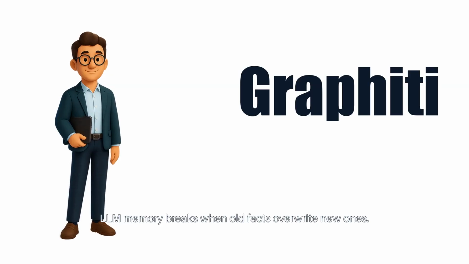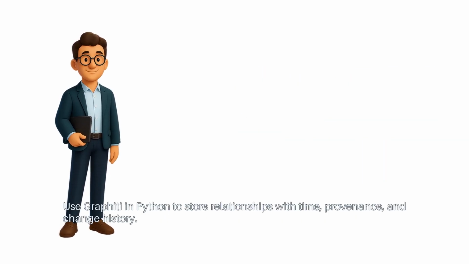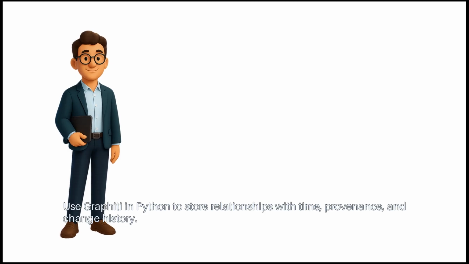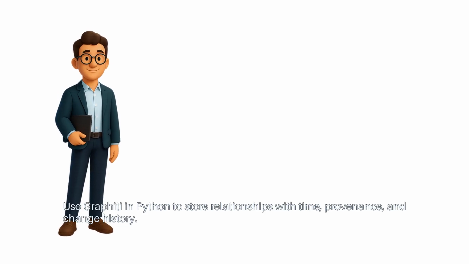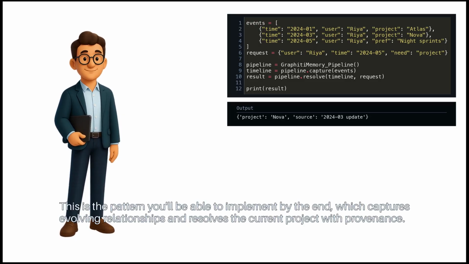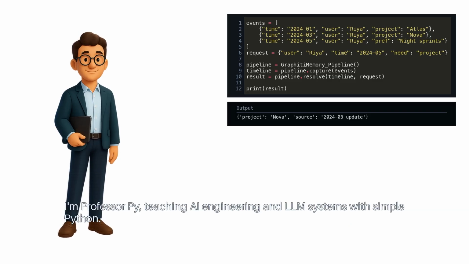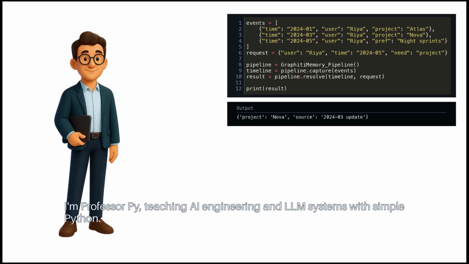LLM memory breaks when old facts overwrite new ones. Use Graphiti in Python to store relationships with time, provenance, and change history. This is the pattern you'll be able to implement by the end, which captures evolving relationships and resolves the current project with provenance. I'm Professor Pi, teaching AI engineering and LLM systems with simple Python.